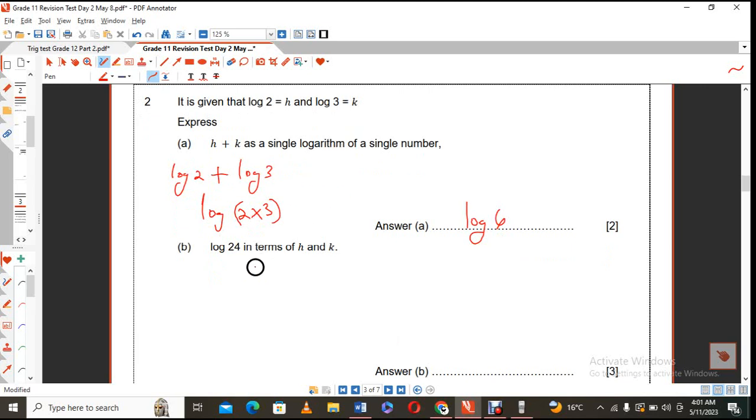Log 24 must be written in terms of h and k. What is log 24? We know that log 24 is 8 times 3, that is 8 times 3.